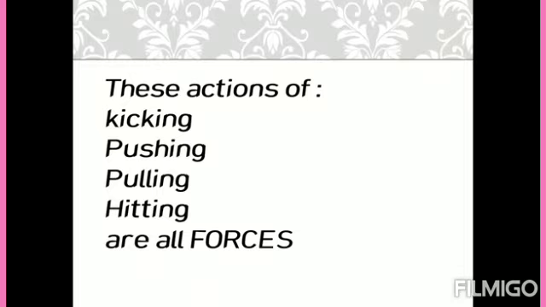All these actions of kicking, pushing, pulling, hitting are called force. So in today's class we will be studying about the topic force.